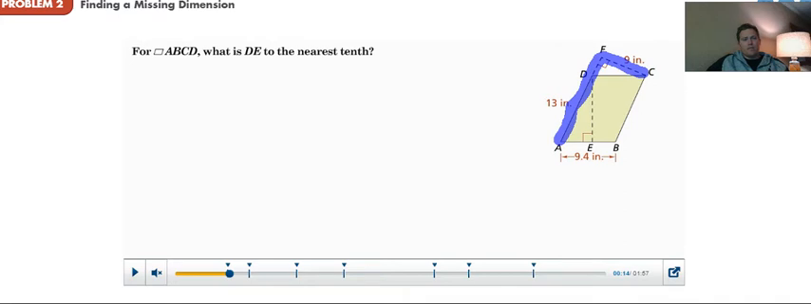So my area for this is going to equal base times height, and in this case I'm going to take 13 and 9 because again they form that right angle right there.